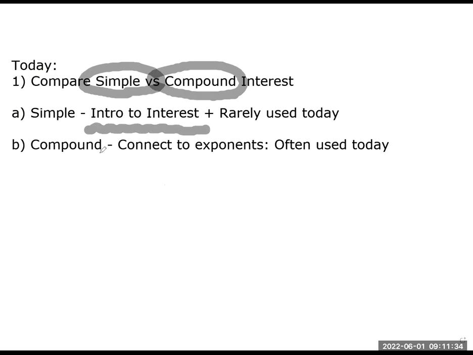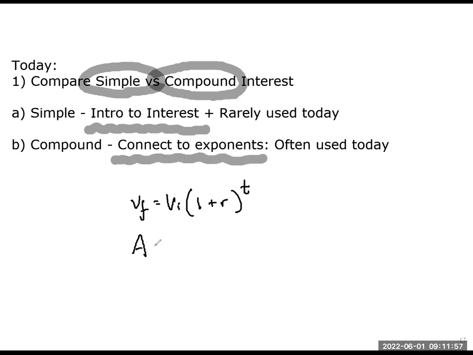Compound interest is what we often use today, and that's lucky for us because compound interest is literally our exponent equation. If you remember, it's VF is equal to VI times (1 plus R) to the power of T. So instead of saying initial value and final value, we're talking about money, so we simply turn it into 2 different letters. And then you'll understand what those 2 letters are much later.